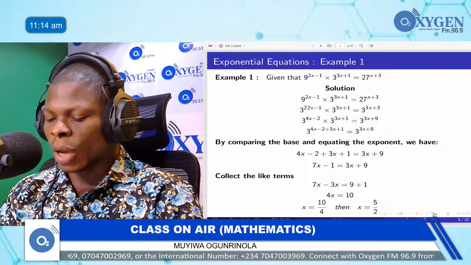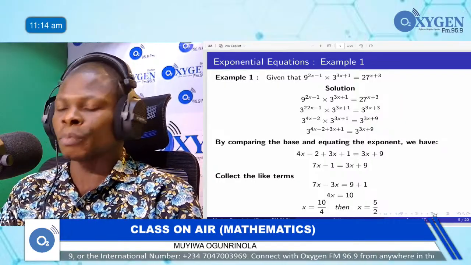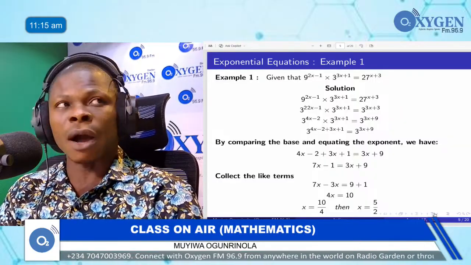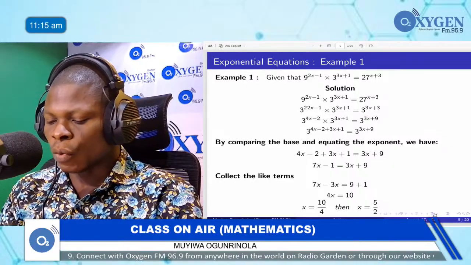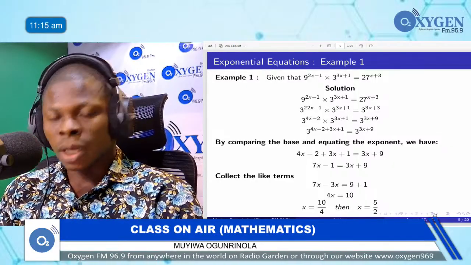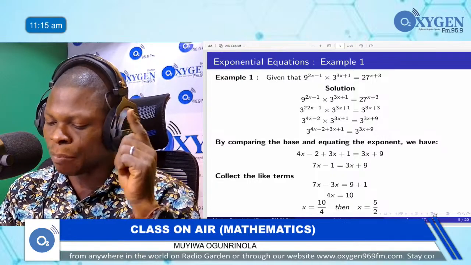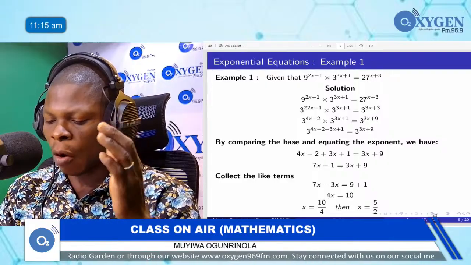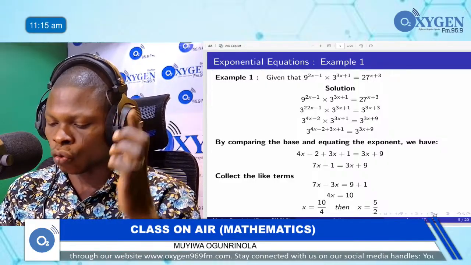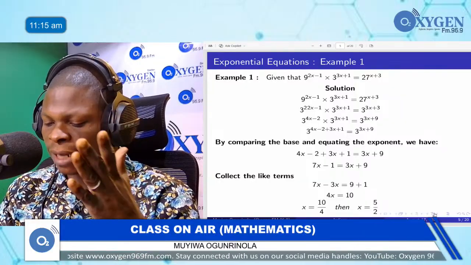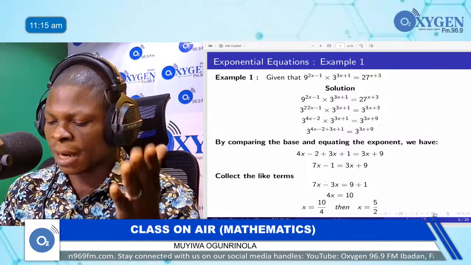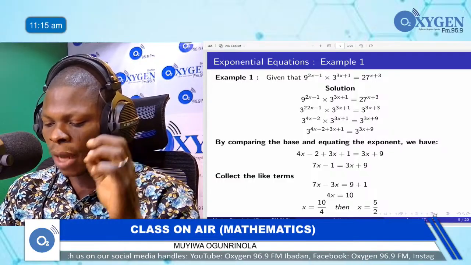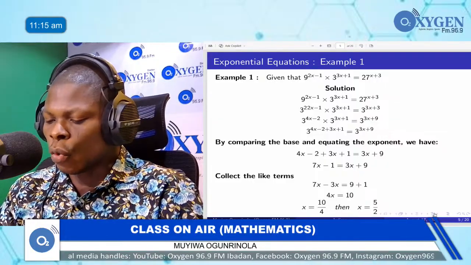So in that case, we are going to make 9 also to be in power of 3 to make 3 our base. So for 9 we have 3 raised to power 2, in bracket, the power that is there before, 2x minus 1. So this one will now be 3 raised to power 2 into bracket 2x minus 1, then close bracket, multiplied by 3 raised to power 3x plus 1, is equal to, we have 27 on the other side.